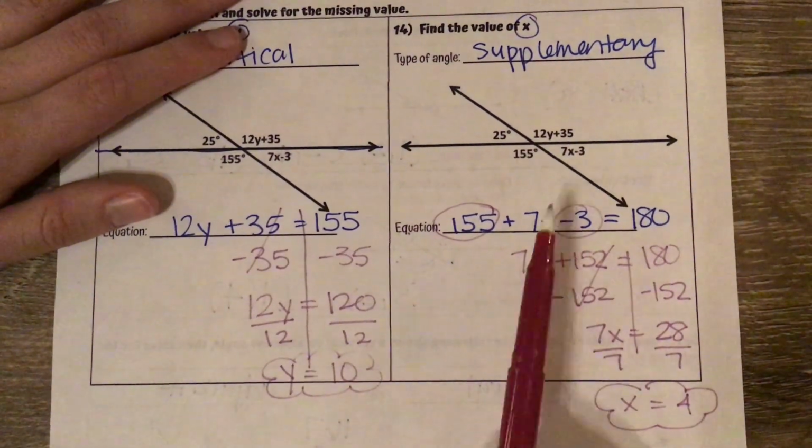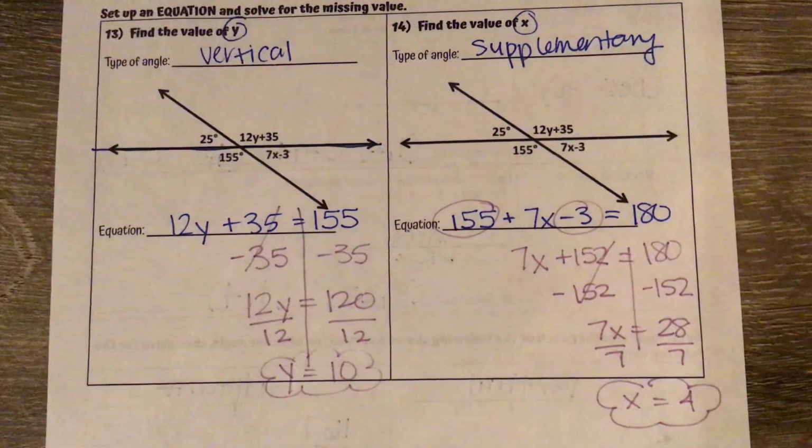So both routes work. I think it probably would have been easier just to set it equal to 25 and solving that way. And that's it.